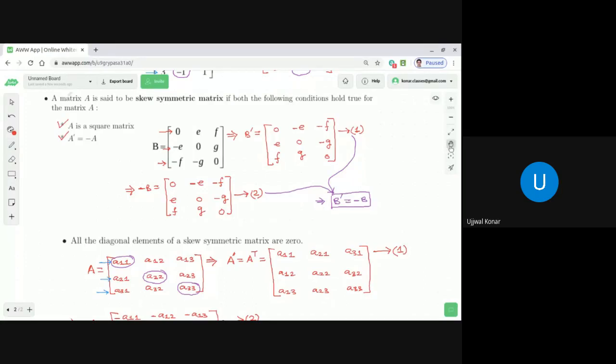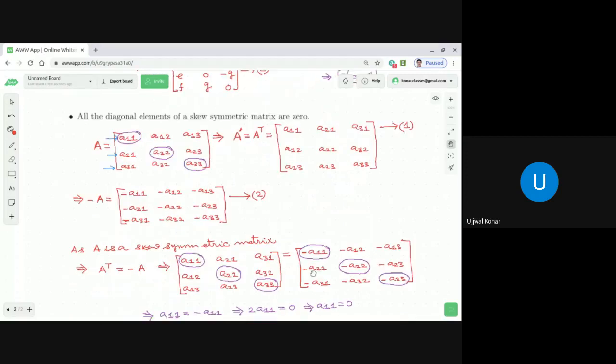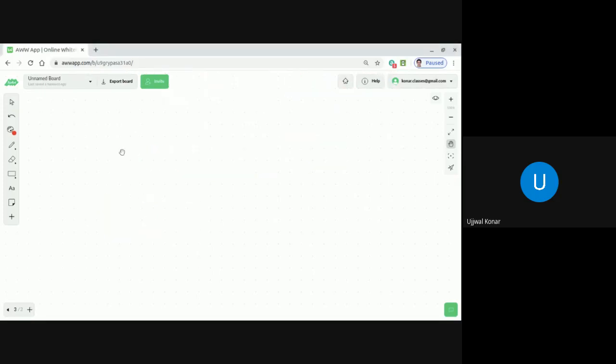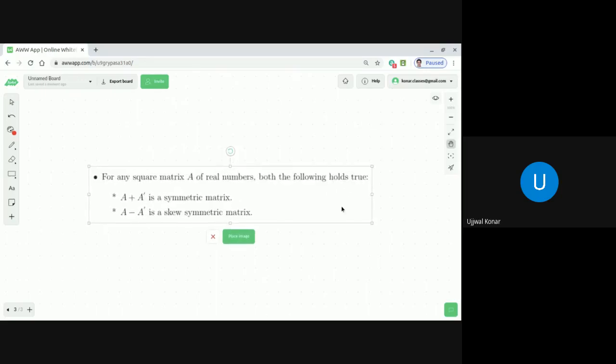Now, dear students, we are going to go through the next few properties. The next property is that for any square matrix A of real numbers, both of the following hold true. A plus A transpose is a symmetric matrix and A minus A transpose is a skew-symmetric matrix. Let us deep dive into it and understand this in a little more elaborate manner.